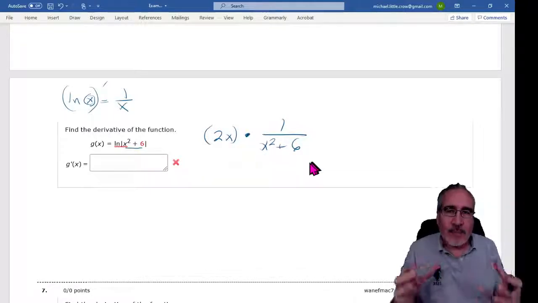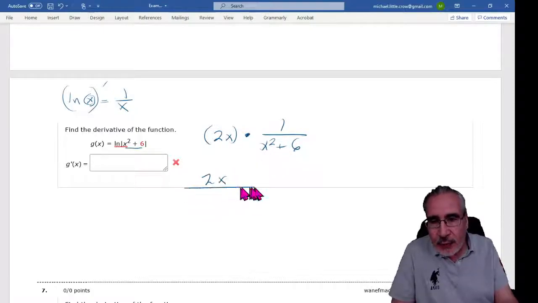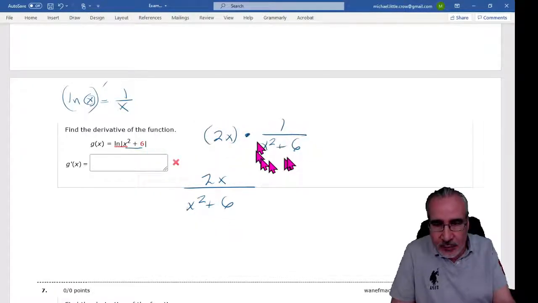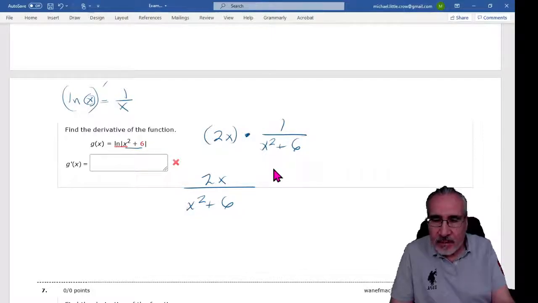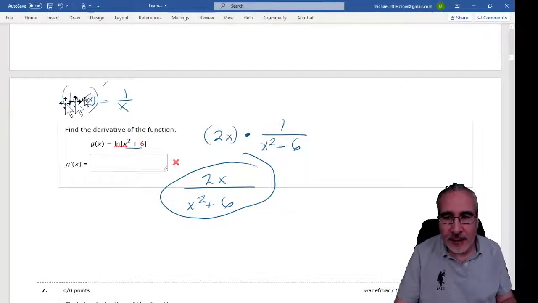The logarithm is gone. So how should we write this final one? I think just 2x over x squared plus 6. So notice we've got the derivative of the inside times the derivative of the outside. That's all there is to this one. And not too much to worry about as far as simplifying.